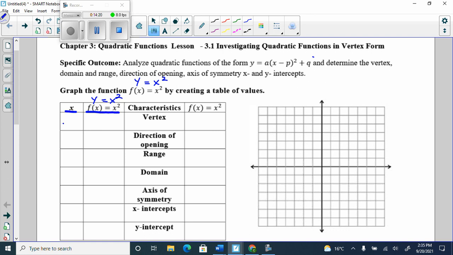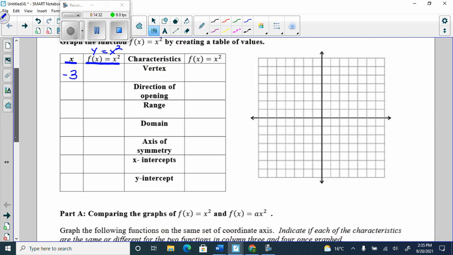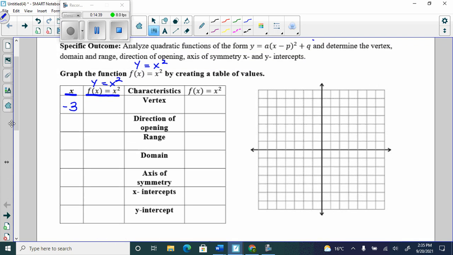I'm going to start off with -3. Now you might say, why would you start off with -3? And I would say because I know to start off with -3. But I just want to pick some below and some above, some negatives and some positives. So because of the table looking like this, I'm going to go -3, -2, -1, 0, 1, 2, 3. That's why I picked -3. Okay? So I plug -3 in.